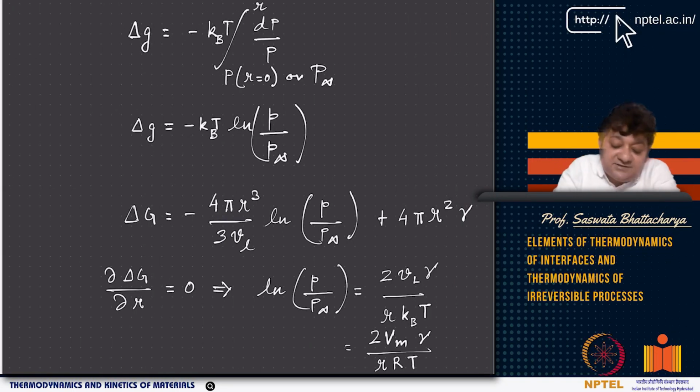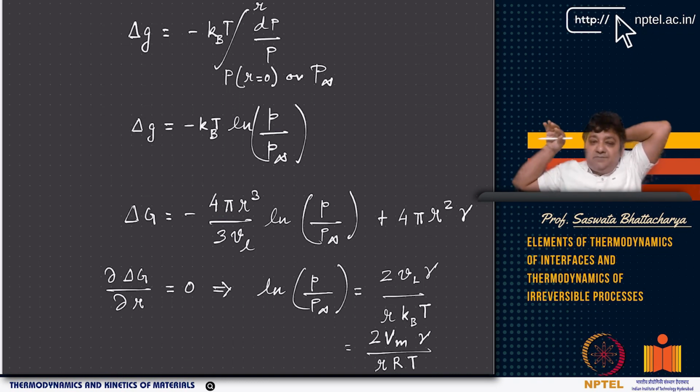Now what I got is delta G, right? The small delta G basically is telling you minus kBT ln P by P infinity. Now you see there is a change in the Gibbs free energy. P is now the pressure, the vapor pressure between the liquid and the vapor. However, originally it was P infinity, right? It has changed from P infinity.